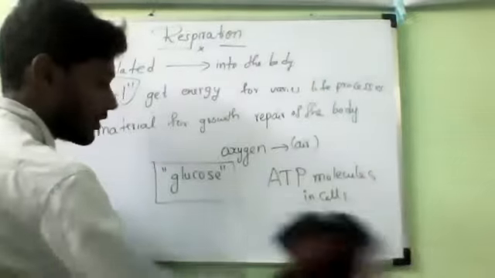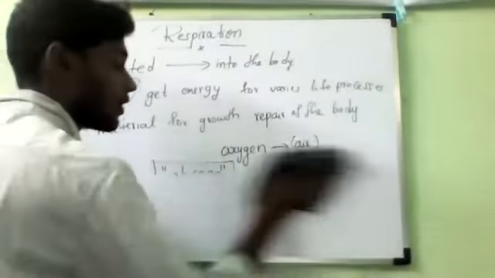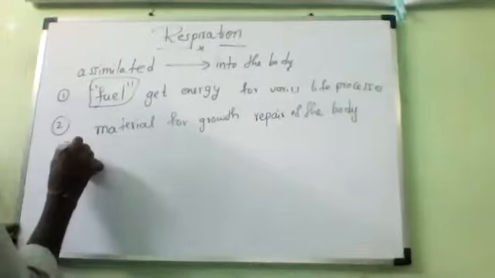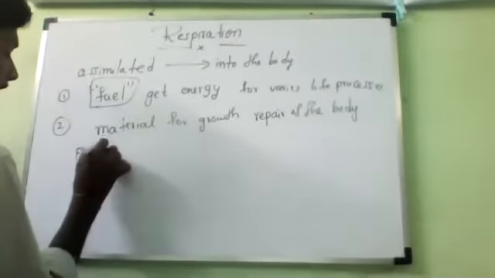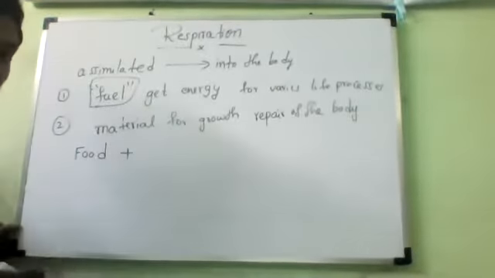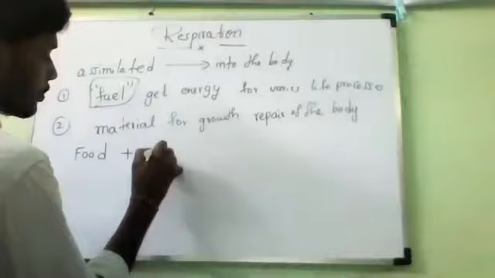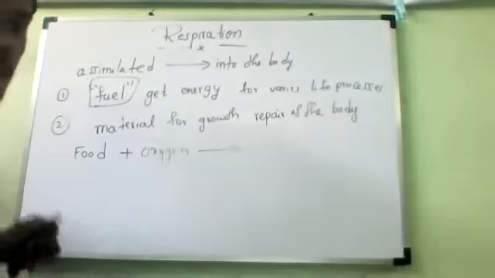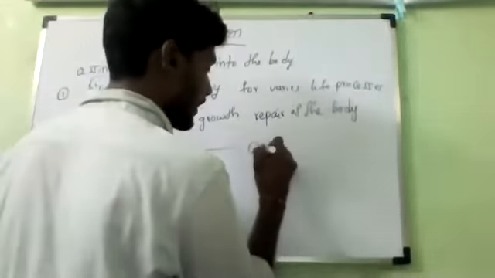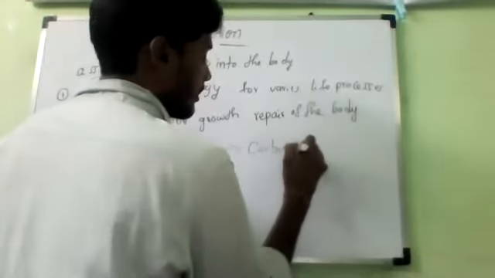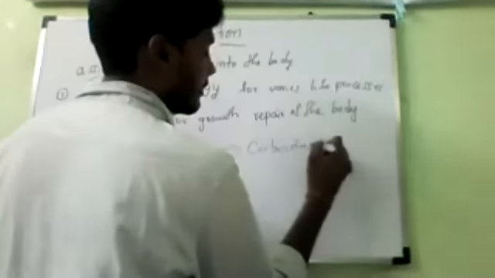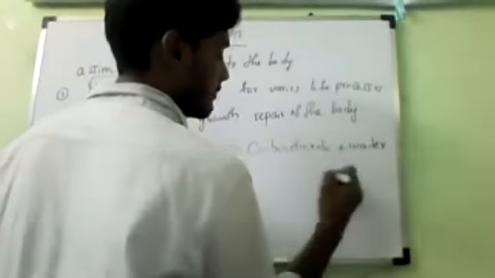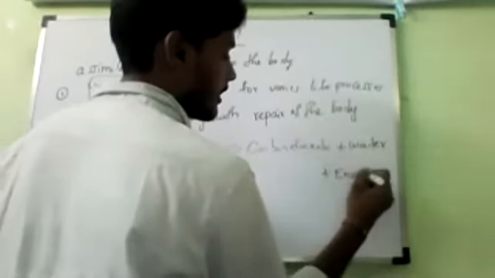But in biology, we don't need to write the chemical formulas. We write the equation directly in terms of food. What does the food contain? Glucose. So food plus oxygen gives carbon dioxide and water and energy.